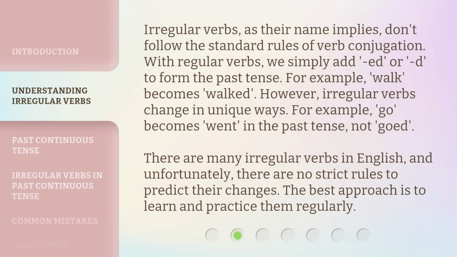Irregular verbs, as their name implies, don't follow the standard rules of verb conjugation. With regular verbs, we simply add -ed or -d to form the past tense. For example, walk becomes walked. However, irregular verbs change in unique ways. For example, go becomes went in the past tense, not goed.